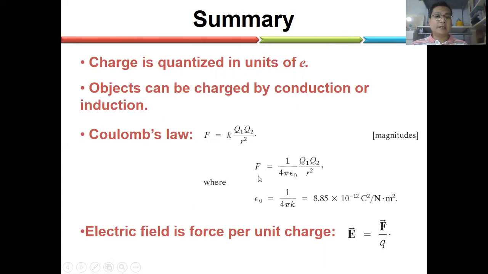By deriving the constant k that relates to the permittivity, we can simplify the equation for force as F equal to 1 over 4 pi epsilon, where epsilon is the permittivity, times q1 times q2 over the distance squared. The permittivity itself relates to the constant k by this one.